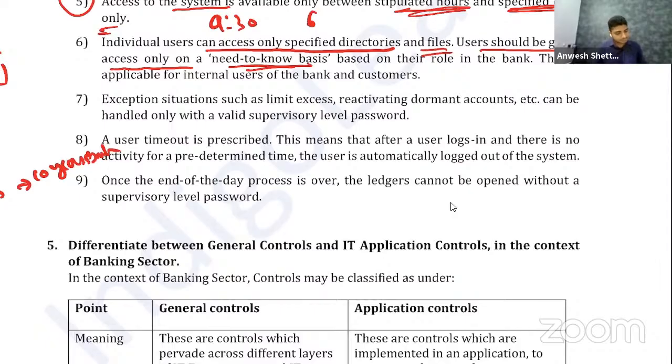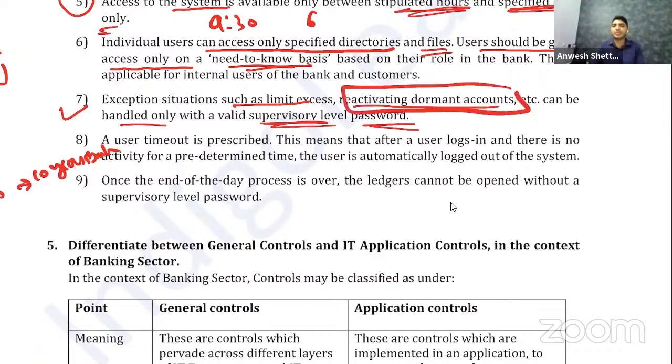Next, let us talk about a user. Exception situations like limit access and reactivating a dormant account can be handled only with a valid supervisory-level password. I told you, we just discussed reactivating a dormant account. Let's say a genuine person comes who actually kept 10 lakh rupees for 10 years and is trying to withdraw the money. Then this can only be done by a valid supervisor, that is, the branch manager.